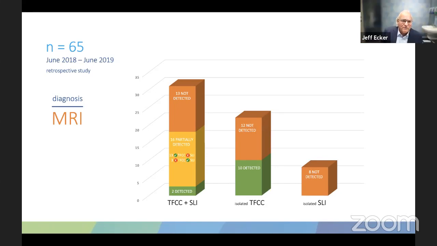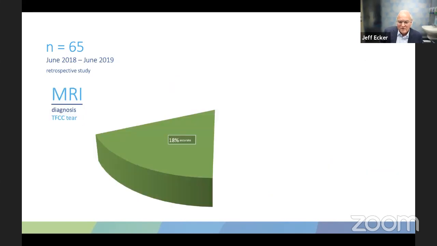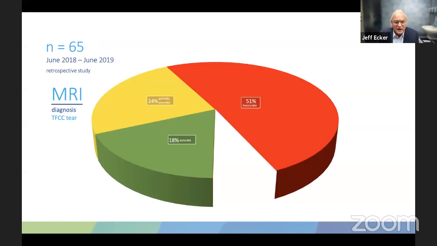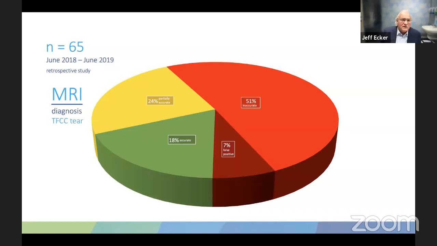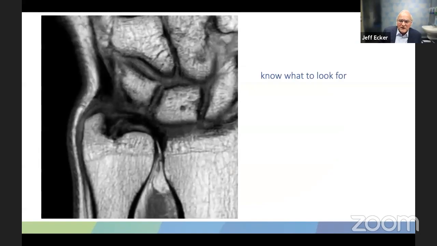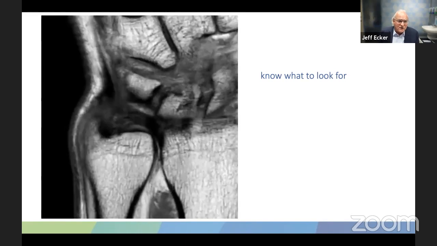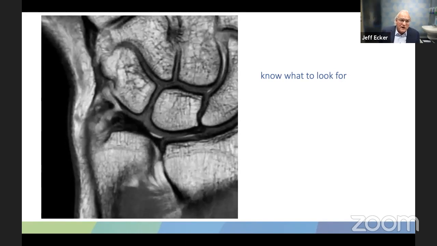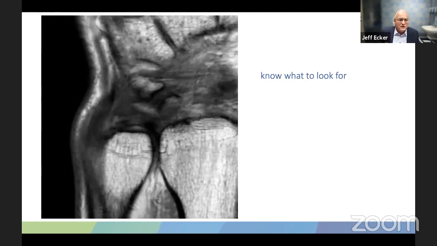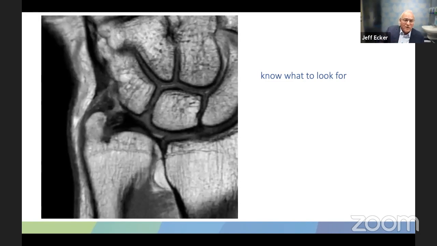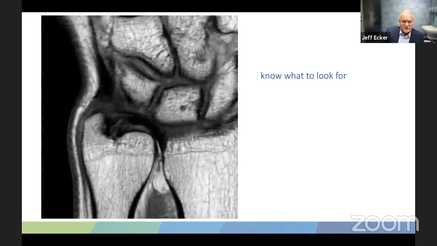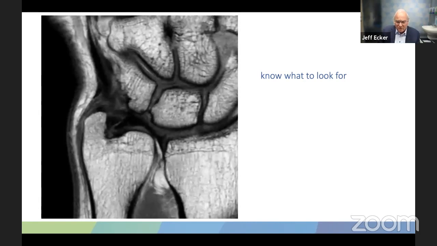So how do we simplify that? Well, 18% were accurate on an MRI, 24% partially accurate, 51% inaccurate, and 7% false positive. So you need to know what you're looking for. Now, if you dissect a triangular fibrocartilage in the ulnar side of the wrist joint, you'll see the triangular fibrocartilage is one solid structure that goes into the triquetrum, then the lunate, and then comes across dorsally and links in with the entire soft tissue envelope.